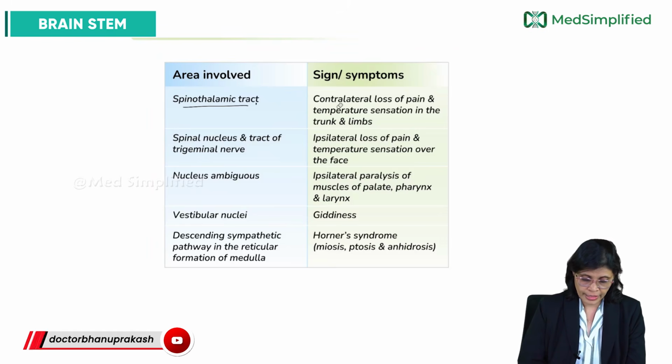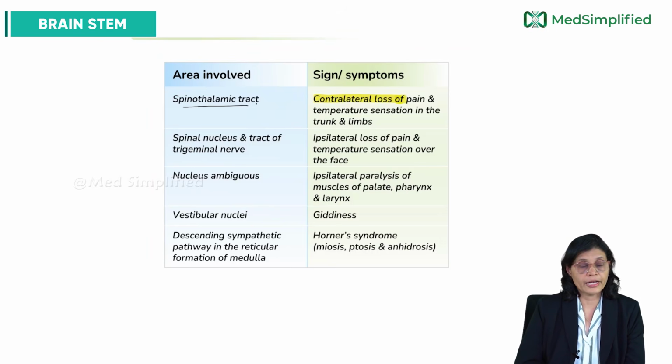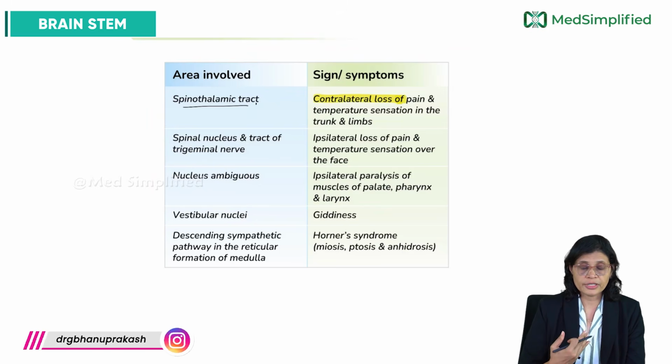There is contralateral loss of pain and temperature. So if the lesion is on the right, on the opposite side there is loss of pain and temperature sensations. Then we see the spinal nucleus and tract of the trigeminal there.